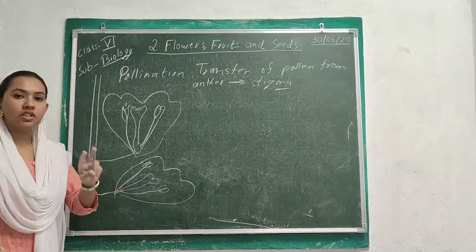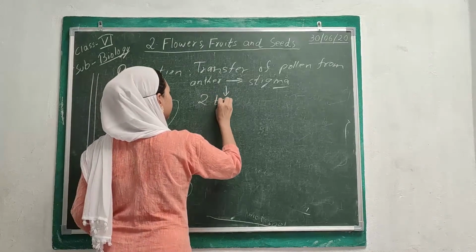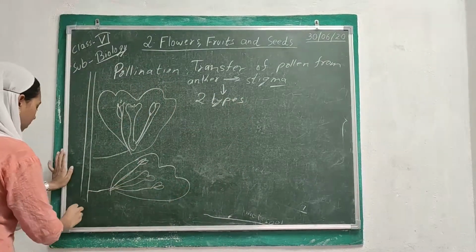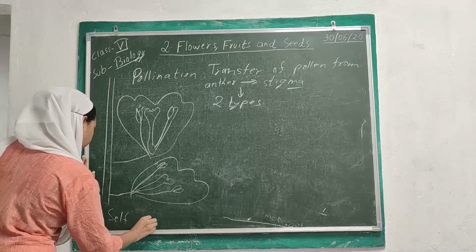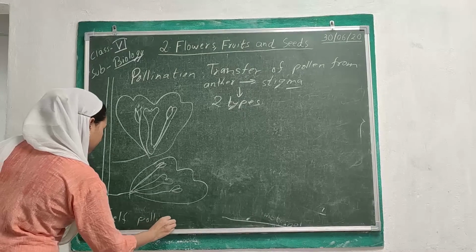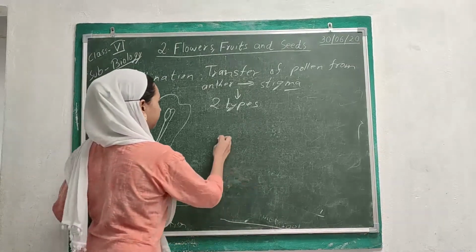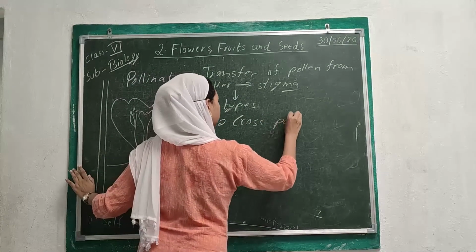Now pollination can occur in 2 ways. This can be of 2 types. Okay, what are they? The first one is self-pollination, and the second one is cross-pollination.